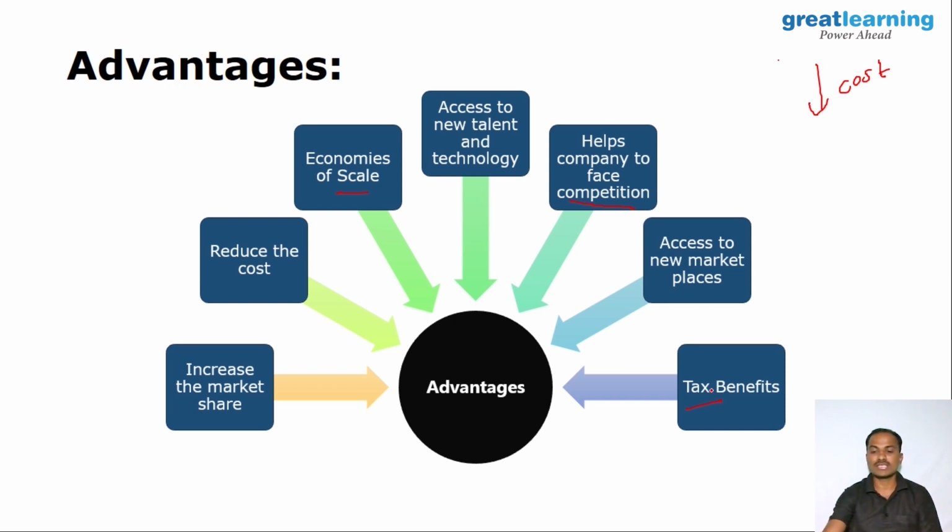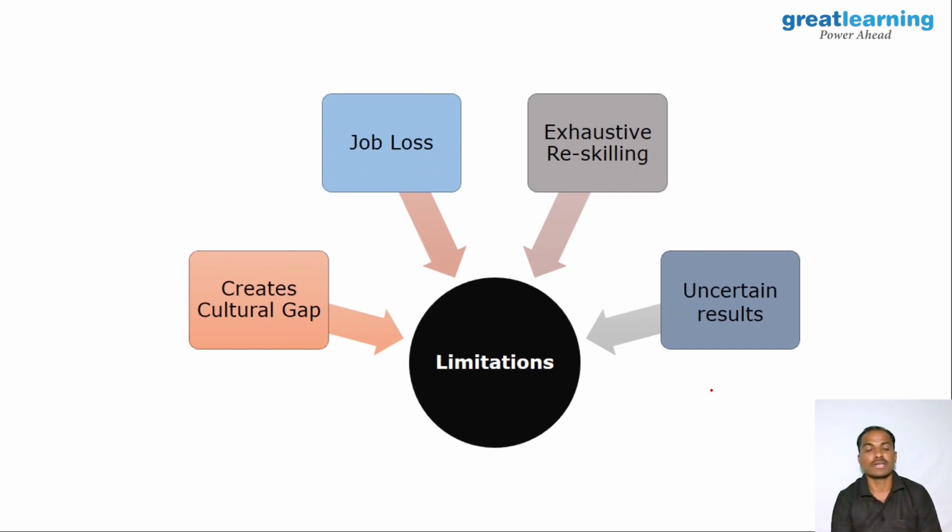Now, what is the dark side of merger and acquisition? Why do some companies prefer not to merge or acquire other companies? It creates a cultural gap. When company A and company B come together and want to merge, company A's culture and company B's culture may not be the same. When they are culturally divergent, it is difficult to consolidate. Company A employees find it difficult to adjust to company B's culture, and the same holds true for company B's employees. So that is one of the major reasons why companies prefer not to acquire or merge with other companies. Job loss, because of merger, job loss happens.